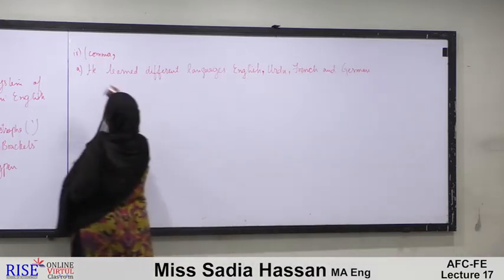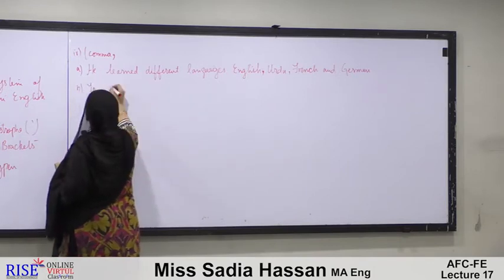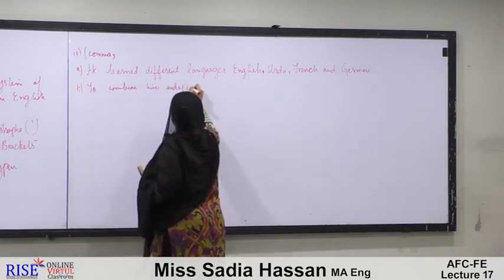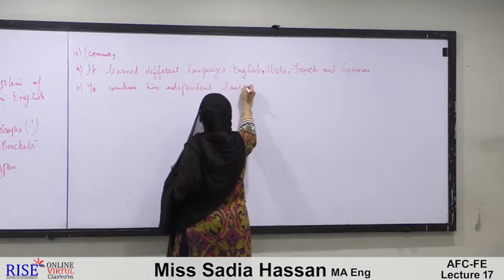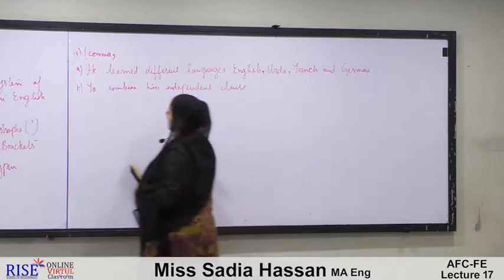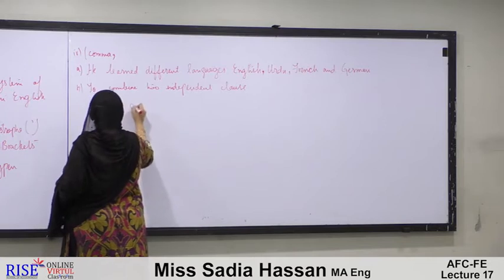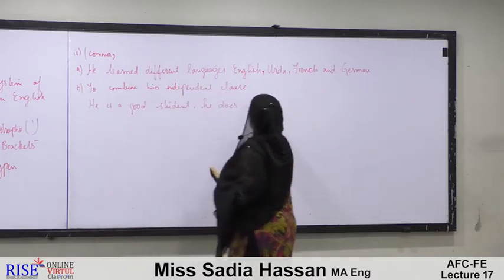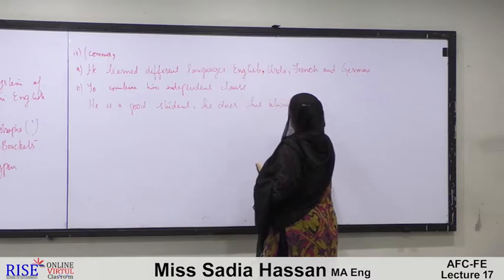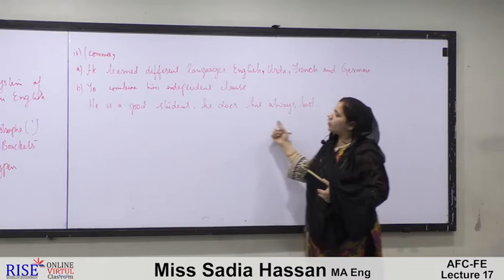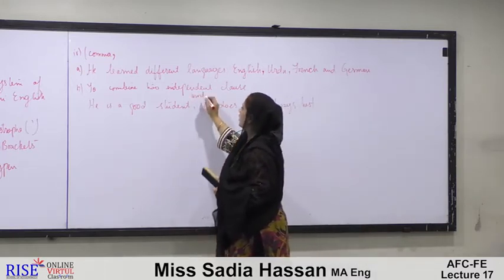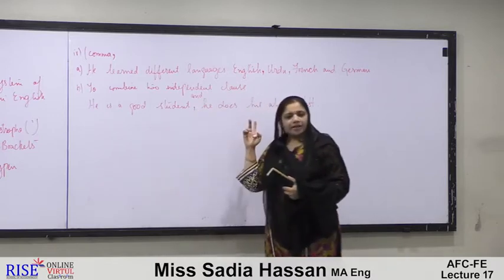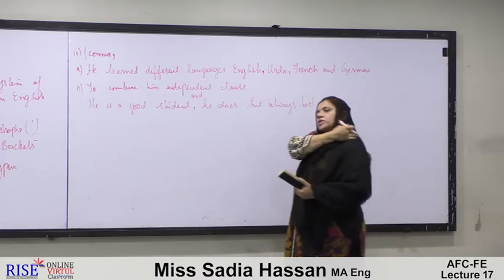Sometimes a comma can be used to combine two independent clauses. Like what? It plays the role of a connective. For example, he is a good student, he always does his best. Fine. Here I am not using any conjunction, and, but, or any other conjunction, in place of this comma. Rather, I am just putting this comma to combine these two independent clauses. So comma can be used as a connective as well.